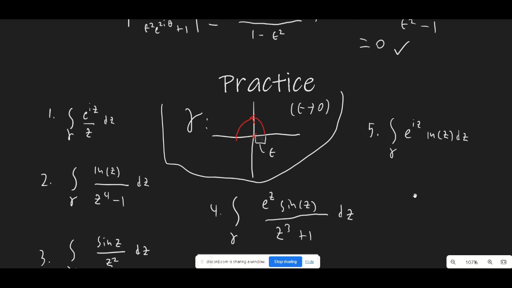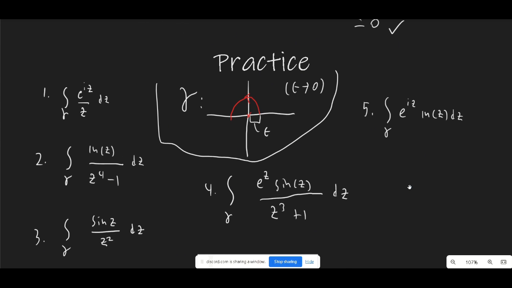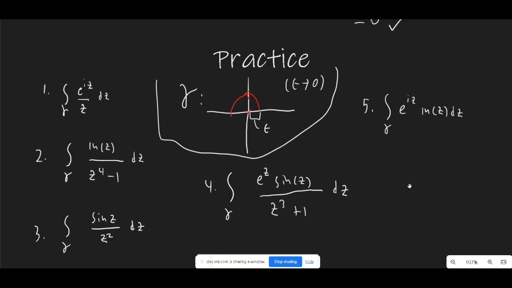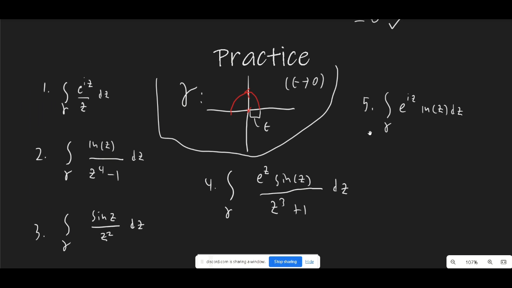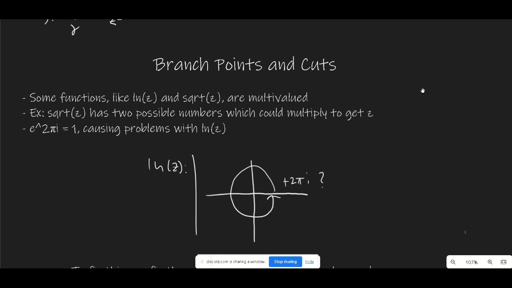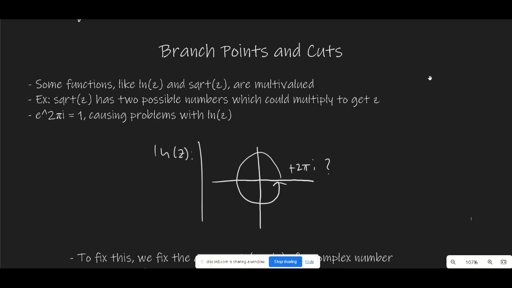So here's some practice. They're all going to be over the same place right here. These are just different small circle integrals right here. Some of them might go to 0, some of them use the theorem that we stated before. Anyway, go ahead and try them. You might have to use.